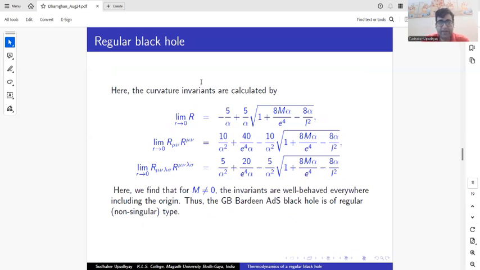So if you calculate the curvature in the limit r tending to 0, you will find a non-zero value for the scalar, and this is the square of the Ricci tensor, and this is basically the Kretschmann scalar. So here you see for non-zero values of the GB parameter, these are non-zero values. So this suggests that our black hole solution is not singular. This is a regular solution because of the non-zero value when r tends to 0 of these curvature scalars.